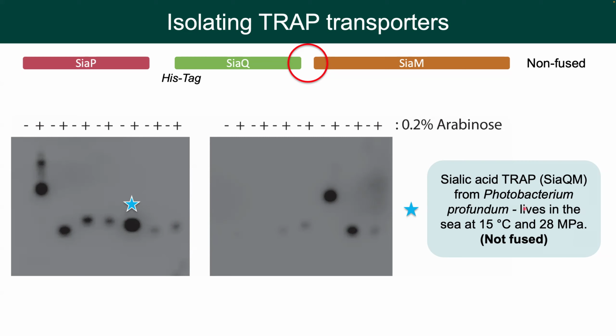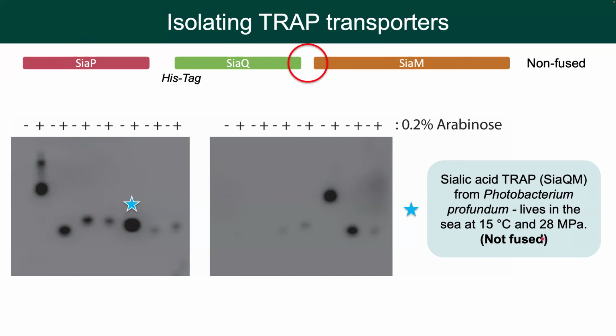And this was from a bacterium called Photobacterium profundum. Now, this is not an organism that we know of that lives in mammals, but it certainly does have sialic acid metabolism, and it does have a TRAP transporter that imports sialic acid. So it lives in the sea at about 15 degrees and at various depths, so it functions under pressure as well.